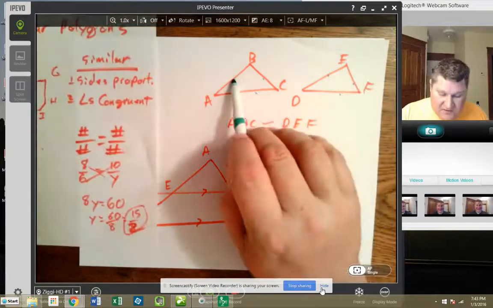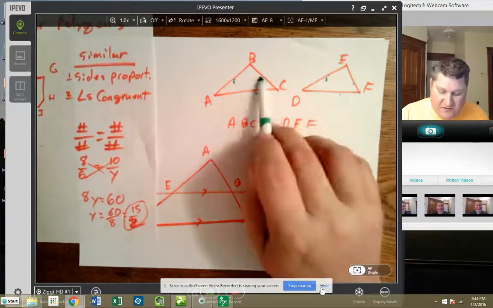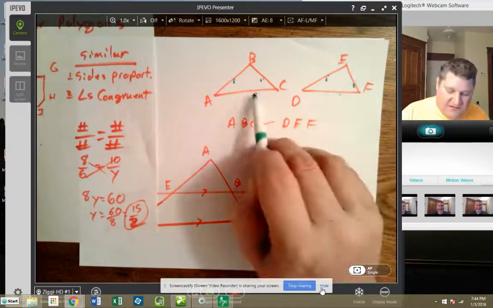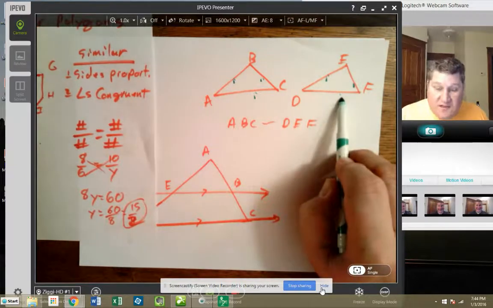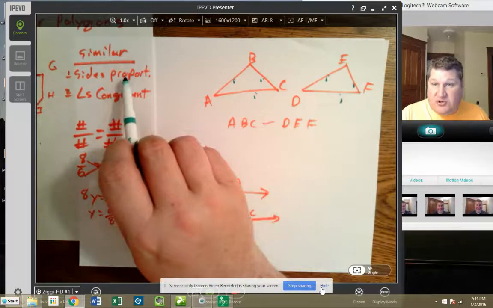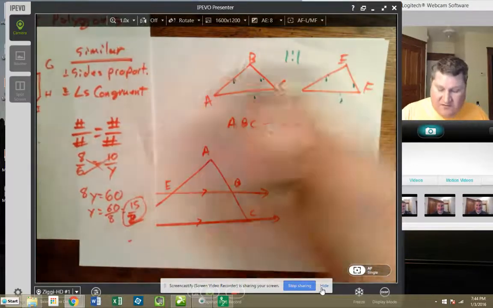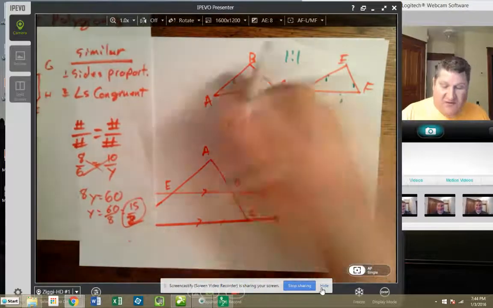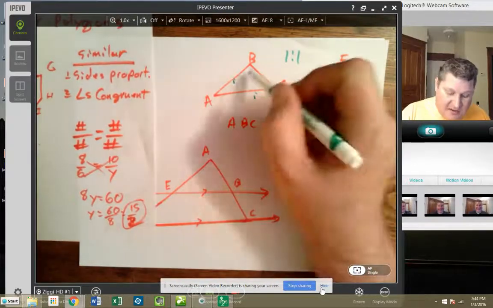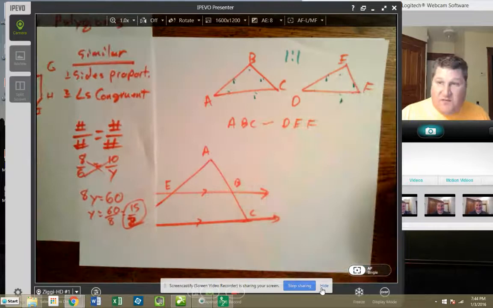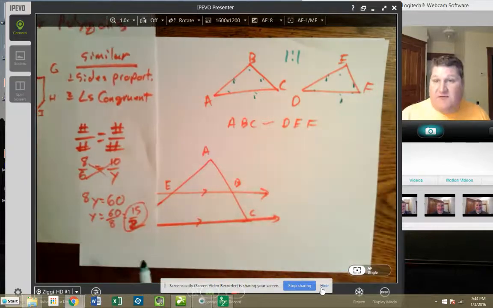Well, if this is the same as this, and this is the same as this, that would make all the sides proportional. It would just be in a ratio of 1 to 1, because whatever this is, this is. And if the sides are congruent, then automatically all the angles are congruent. So if all the angles are congruent, then that would qualify as well.